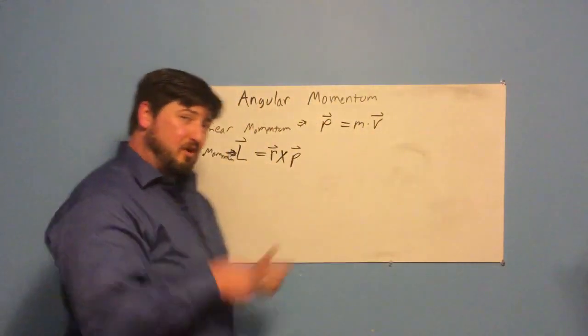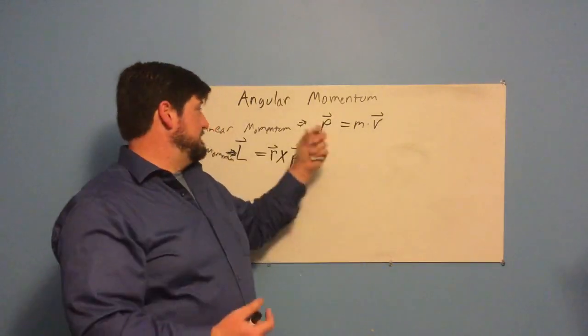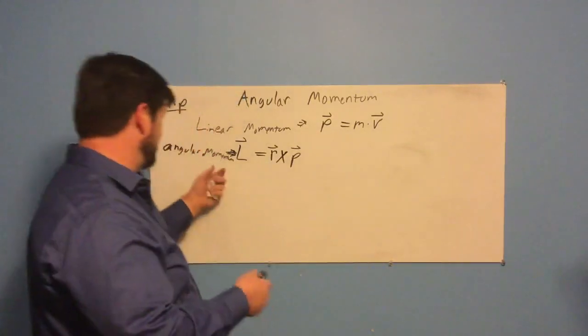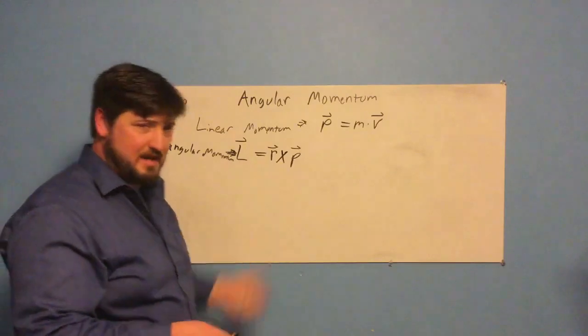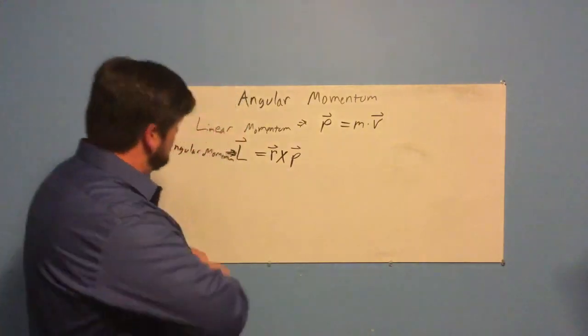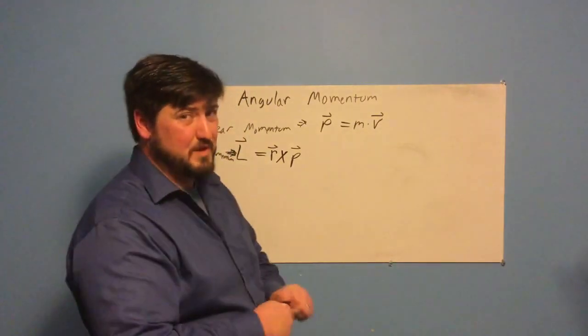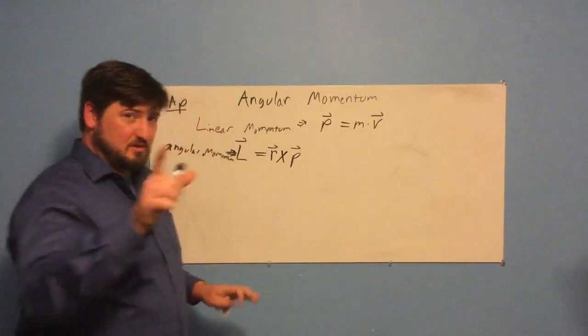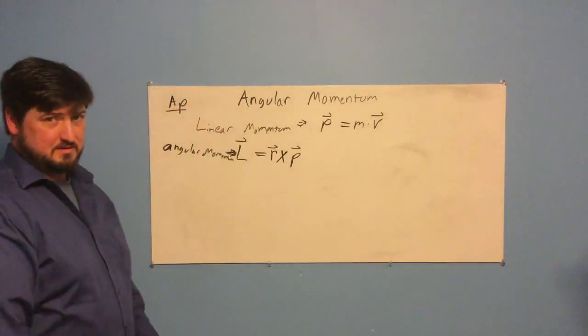Angular momentum must also be conserved then, right? If momentum was conserved, angular momentum should be conserved too. All we're doing is just adding a position vector, correct? Well, that's a weird question. It is conserved, but only in very certain situations.